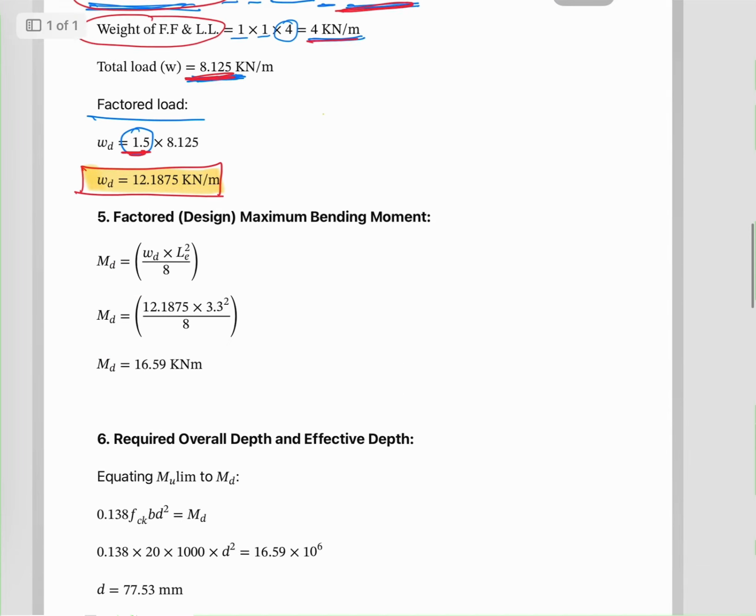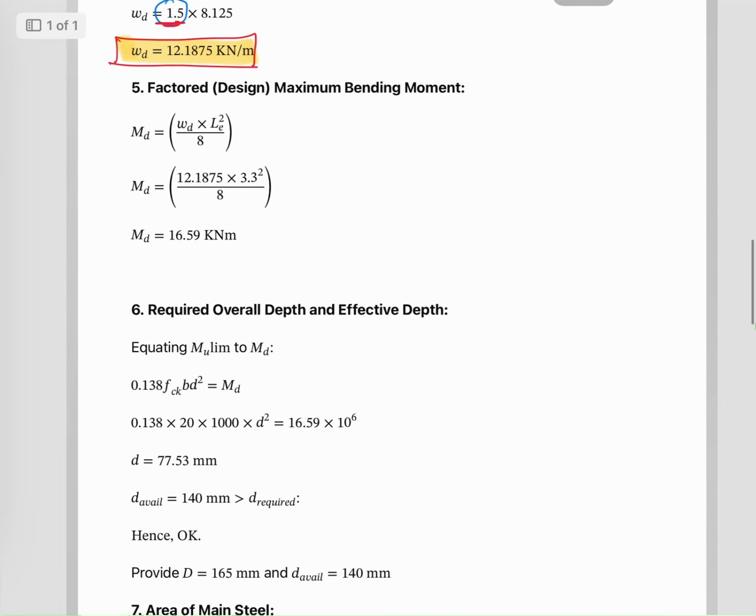Next, step number 5: the factored maximum bending moment we need to calculate. How can we do that? For that, there is a very simple formula: factored moment equals factored load into effective length square divided by 8.